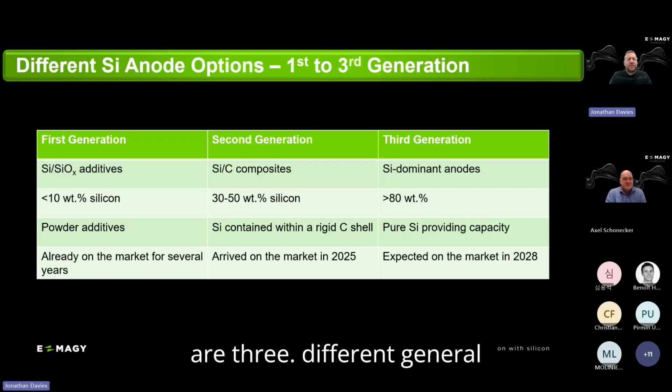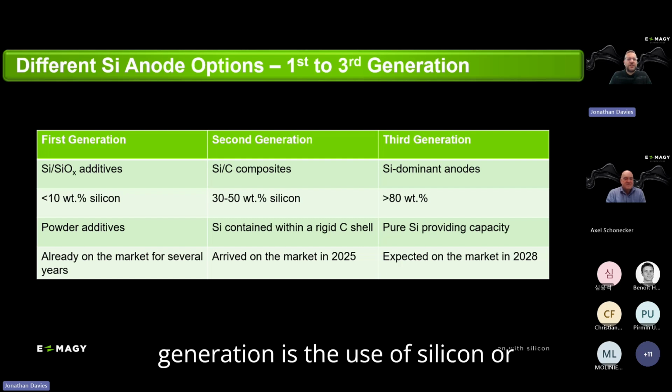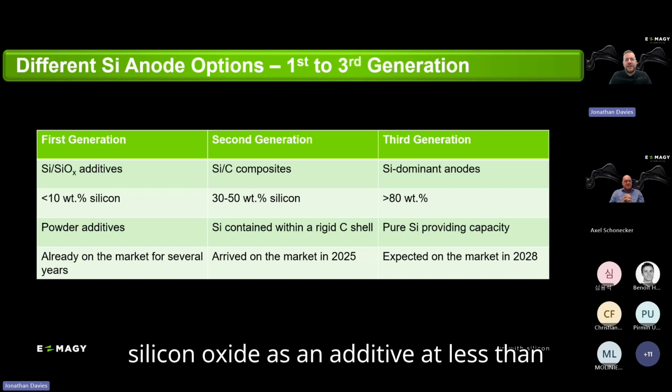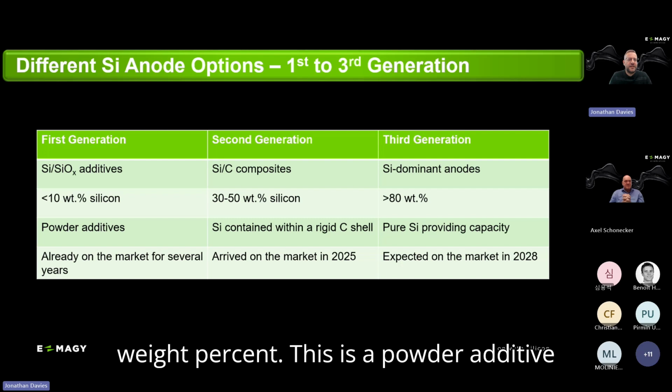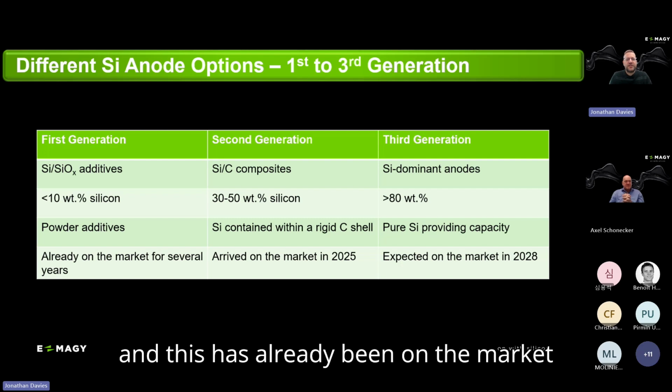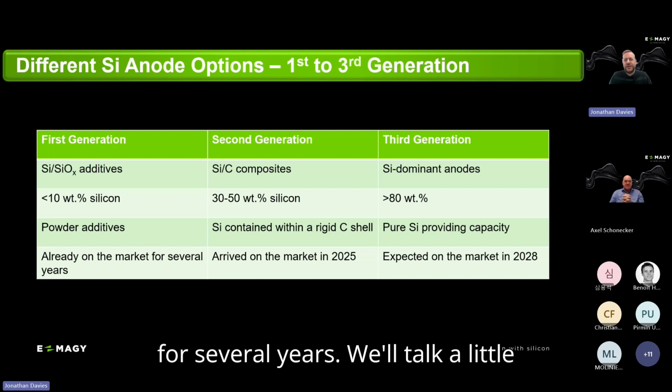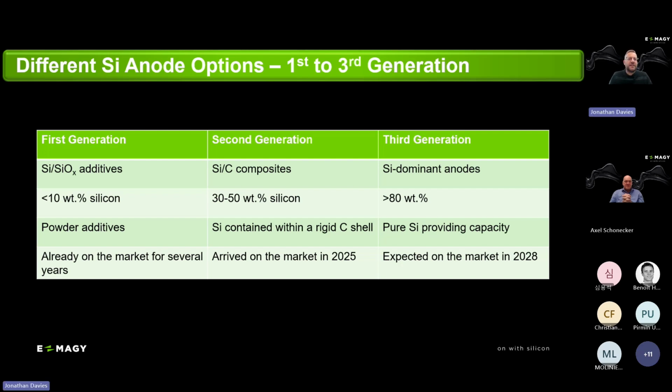So as mentioned, there are three different general options, classes of silicon usage in anodes for lithium-ion batteries. The first generation is the use of silicon or silicon oxide as an additive at less than 10 weight%, often as low as 1 to 3 weight%. This is a powder additive, and this has already been on the market for several years. I'll talk a little bit more about that in the next slide.